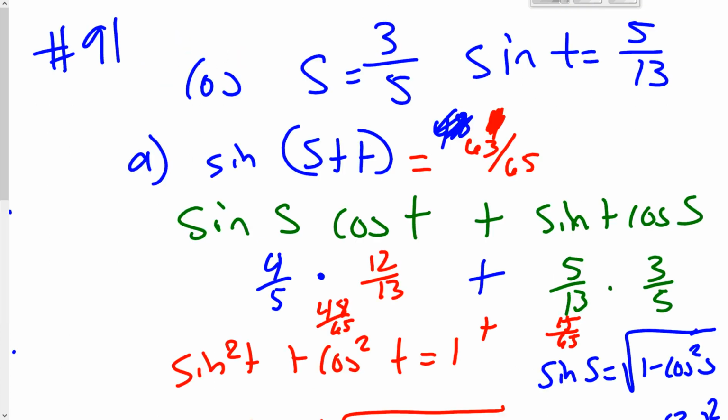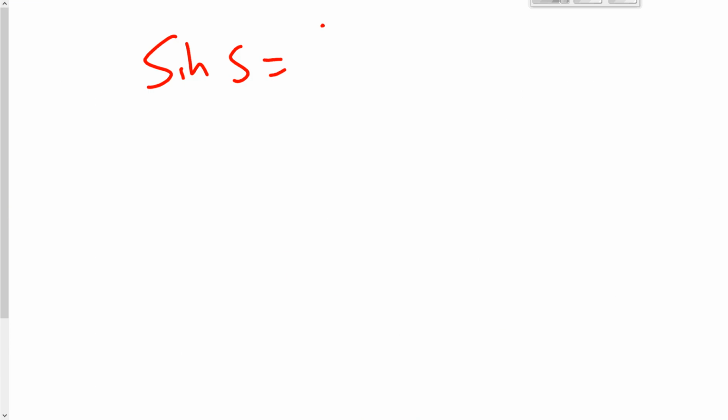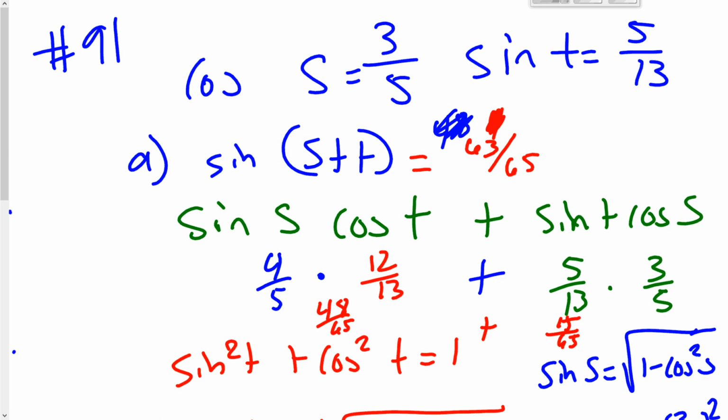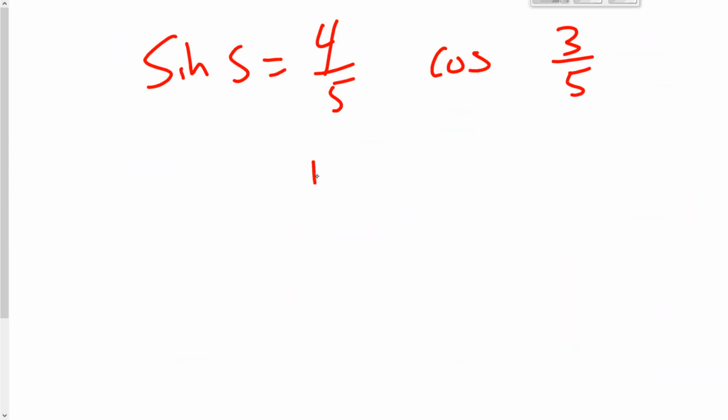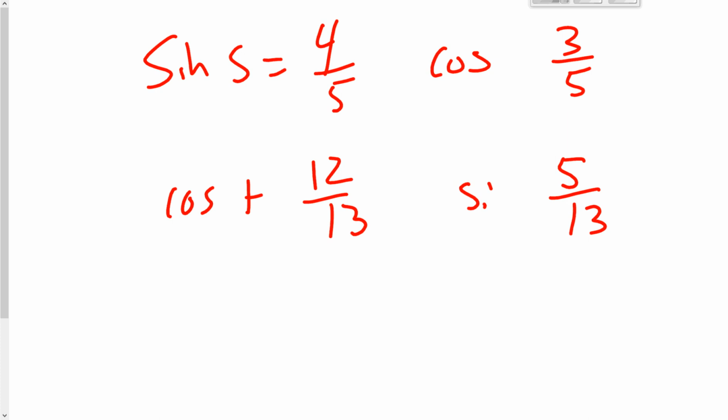Now we want to find the tangent. So sine of s equals 4/5, right? Let me go back. 4/5 and 3/5 for s, and then for t it's 12/13 and 5/13. So this was cosine of t, and this is sine of t. This is of s. Okay, and then we're looking for tangent.